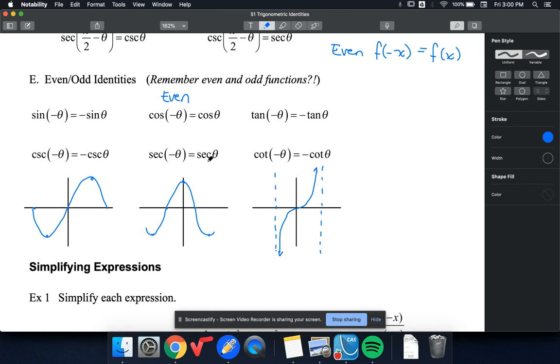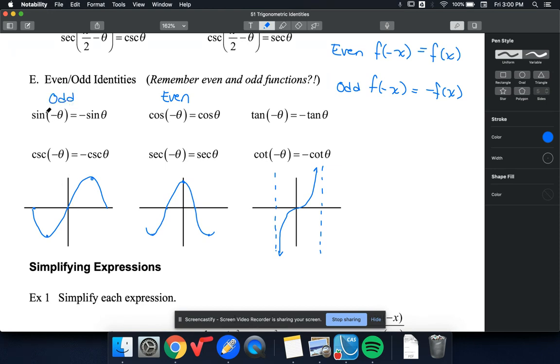Similarly, secant, the reciprocal of this, also even. Odd functions were when f of negative x was equal to negative f of x. These reflected through the origin. So thinking about sine, if I take this and reflect it through the origin, here's the picture I get. Sine is an odd function.